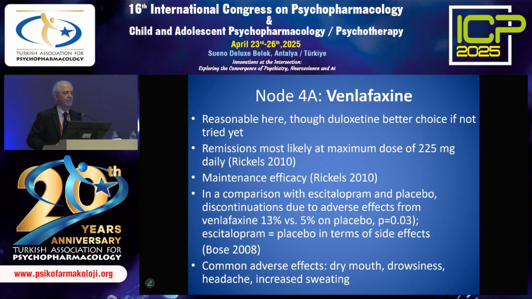So let's discuss them. What about venlafaxine for your second trial? We think it's reasonable, but duloxetine is a better choice for the reasons I mentioned earlier if you haven't tried it yet. But venlafaxine has had a fair amount of study in GAD, so if you did try duloxetine, you might try it now. Remissions most likely occur when you go to a higher dose, like 225, and it has a maintenance study. We have very little by way of maintenance studies in GAD, but there is one for venlafaxine, showing efficacy, by Carl Rickels.